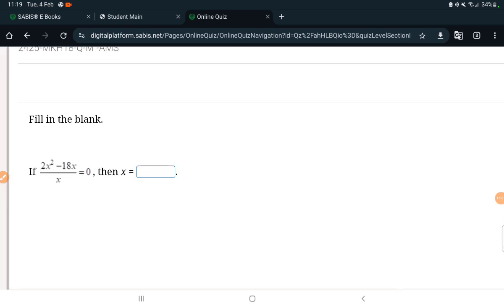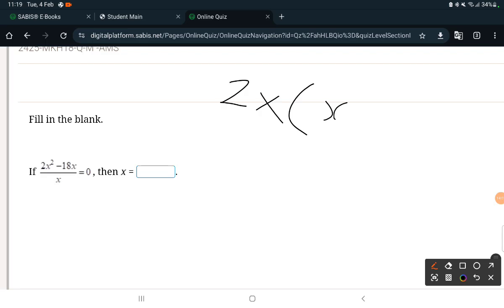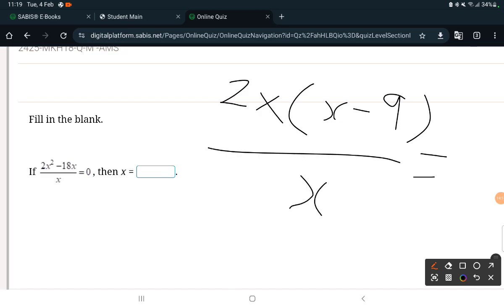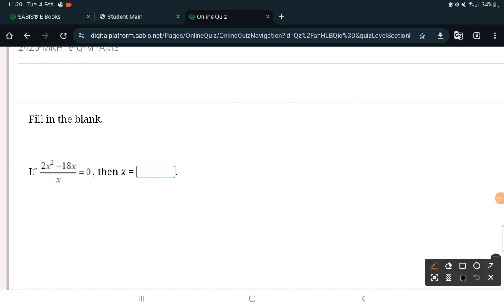Okay, here 2x squared minus 18x. Here we do the greatest common factor, so we take 2x outside. Inside the bracket it will be x minus 9, over x is equal to 0. Okay, look here, we could cancel out x from the top and bottom. We get 2, so now we just get the denominator out of the way. We get 2 times x minus 9 is equal to 0.